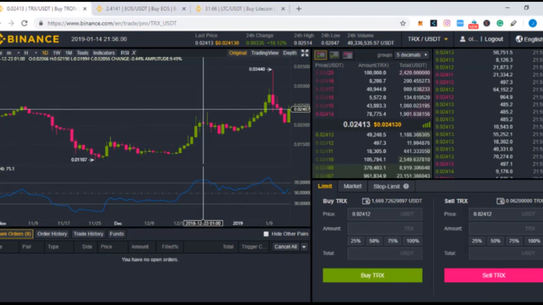So that's how RSI works. If you have any question, you can leave it in the comment section. I will answer your question about the relative strength index.